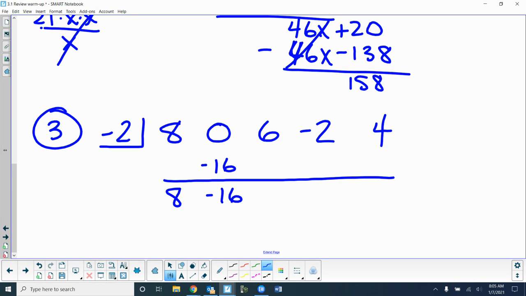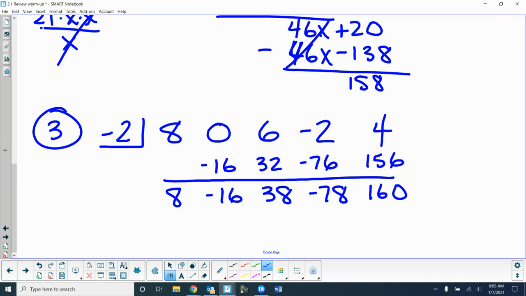Negative 2 times negative 16 is a positive 32. 6 plus 32 is 38. Negative 2 times 38 is a negative 76. Adding those is a negative 78. And a negative 2 times a negative 78 is a positive 156. When I add those, I get 160.